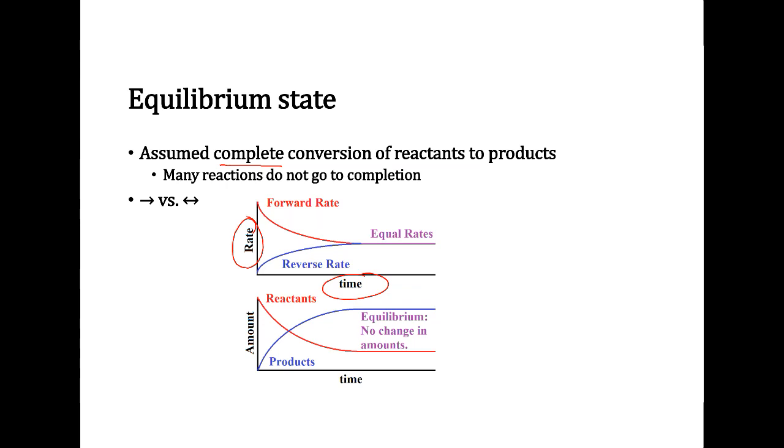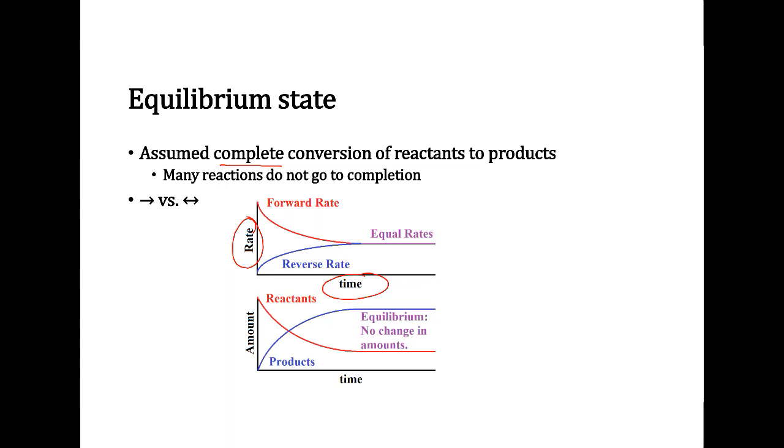So that means the forward rate is now equal to the reverse rate. And this will give us a steady state, just like we used in kinetics whenever we used a steady state approximation for fast and reversible reactions. So whenever we have the forward rate equal to the reverse rate, we can say that we've reached chemical equilibrium.